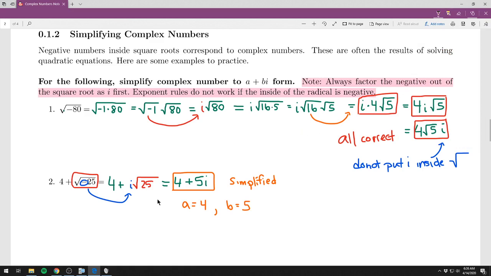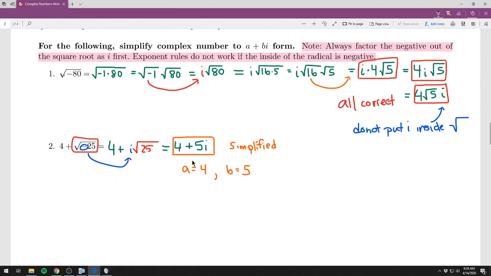Now, one thing I like to mention about complex numbers is when you're dealing with i, it works a lot like x. You wouldn't be able to combine 4 plus 5x. They're not like terms. You cannot combine things with i and things without i. They're not like terms. I'm going to go ahead and write that down.